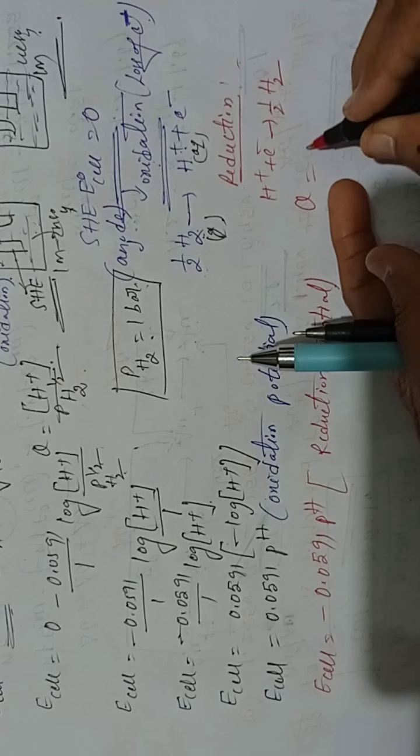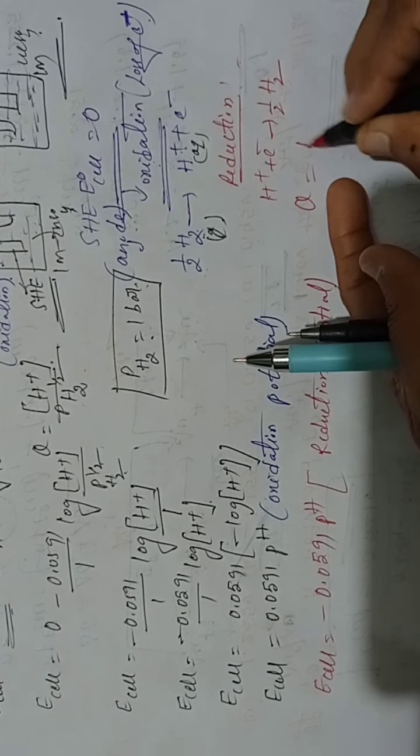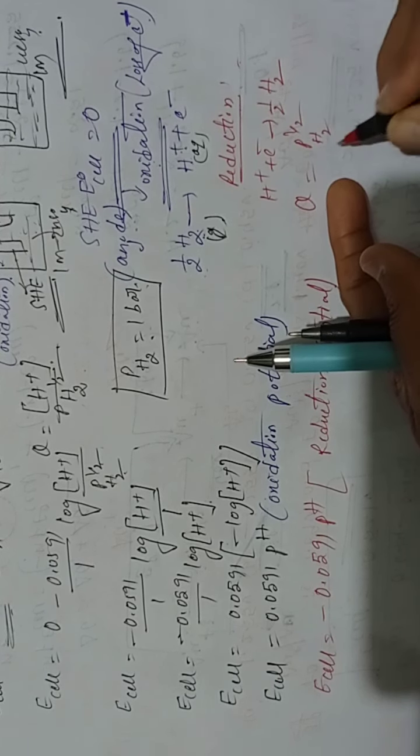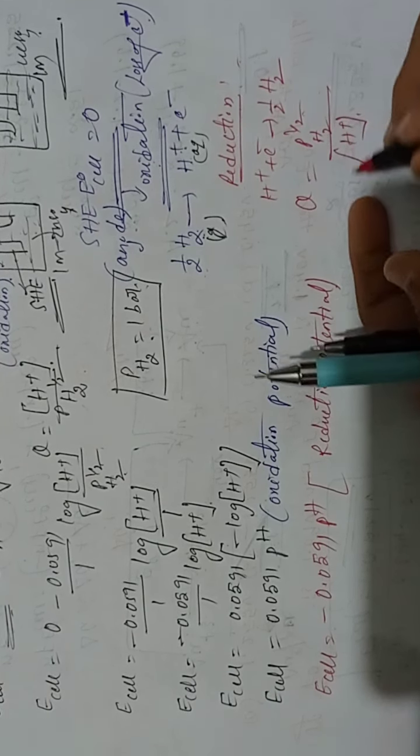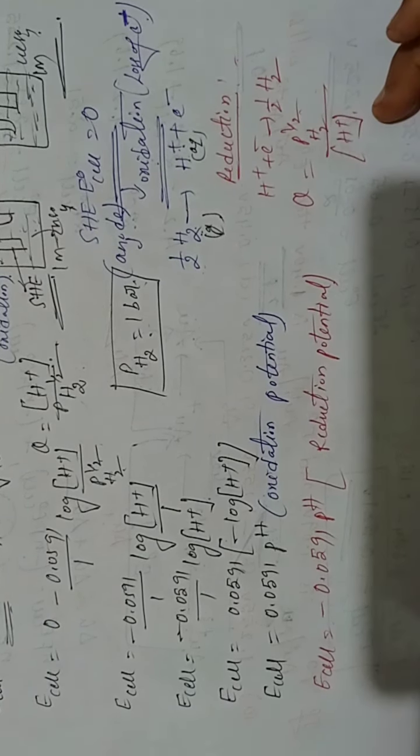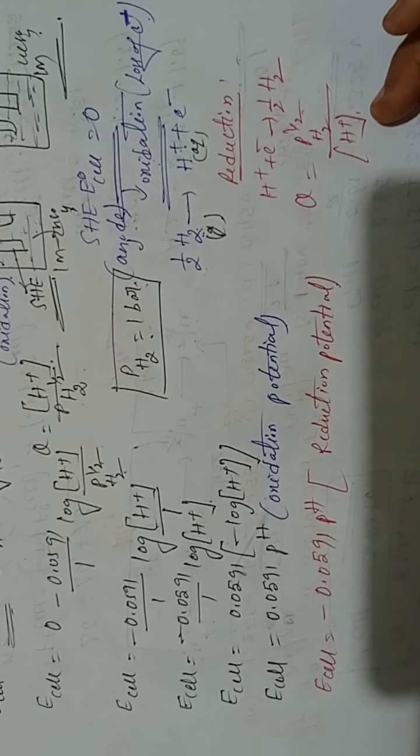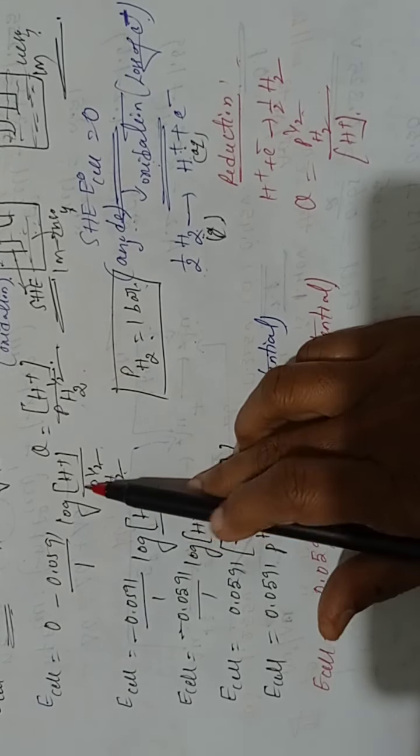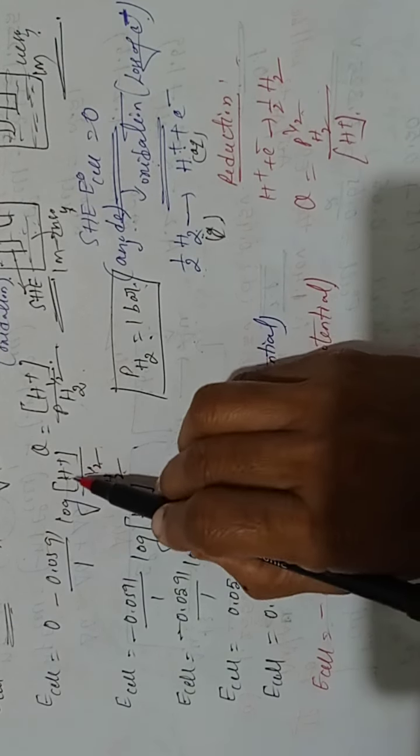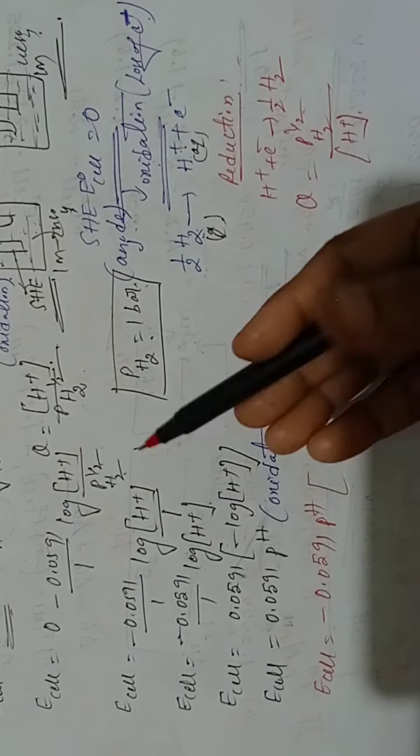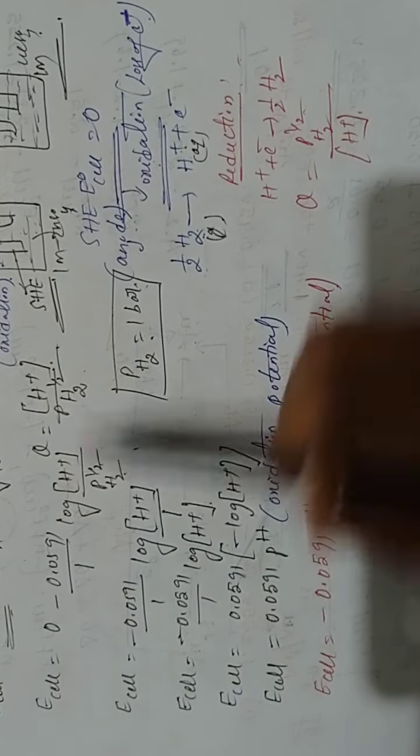The Q value is equal to the partial pressure of hydrogen to the power of 1 by 2, divided by the H plus ion concentration. This value is 1. Then the Q value will be 1 by H plus. Are you clear? So if you substitute 1 by H plus in the logarithm, you will get a negative value, students.